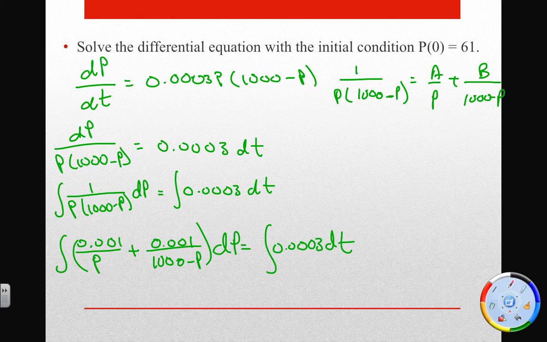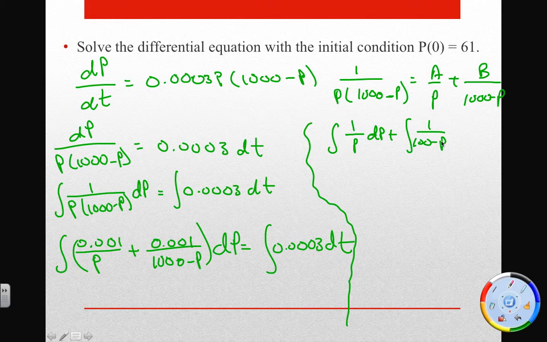But here's what you can do. I always try to simplify problems as much as I can. Notice I have a 0.001, 0.001, 0.0003. I can multiply both sides by 1000 to make my problem a little bit easier. And I get the integral of 1 over p, dp. I'm going to split this up now. Plus 1 over 1000 minus p. And again, I cannot write 1000 for some reason. dp equals the integral of 0.3 dt.